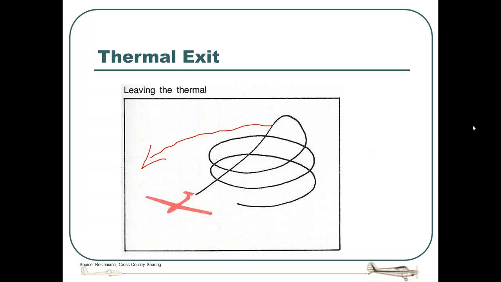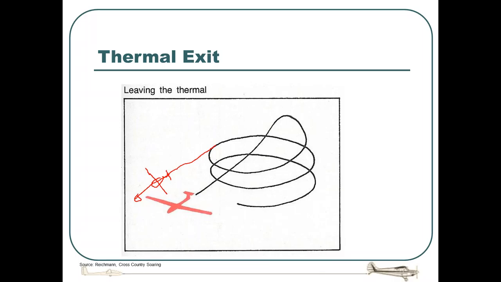Now, the trick here, much as Tom was talking about, is to do it at the right time so that the heading you pick up is the heading you want. Now, two cautions with the pull up and head out across the center. The first is you're already flying relatively slowly in the thermal, so be cautious that you don't pull up and get into a stall spin situation, which has happened.